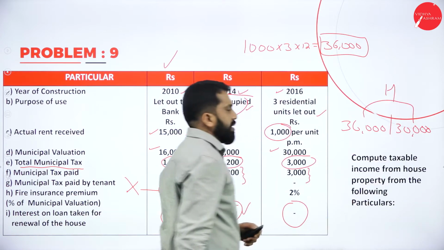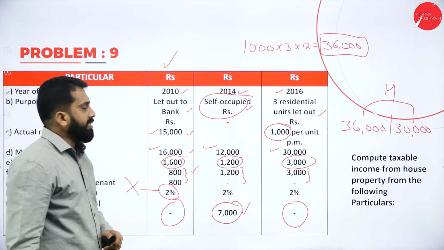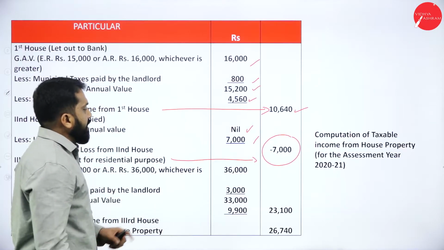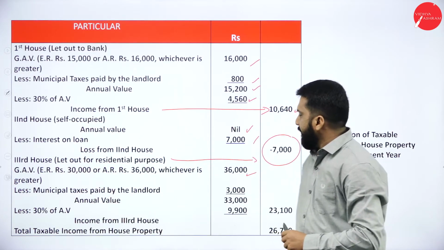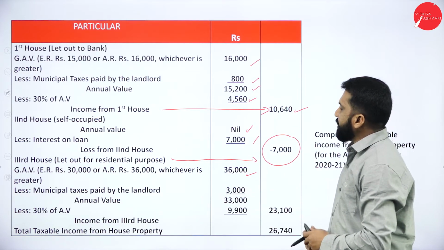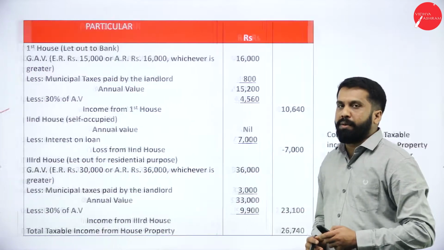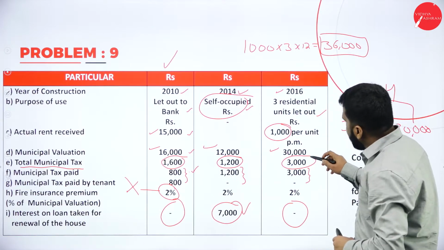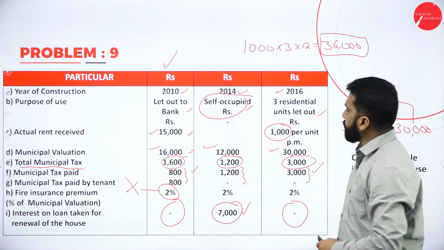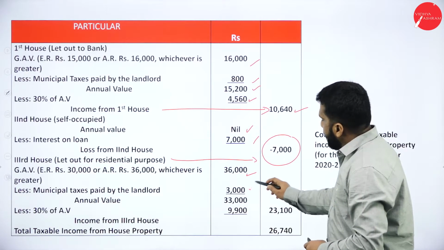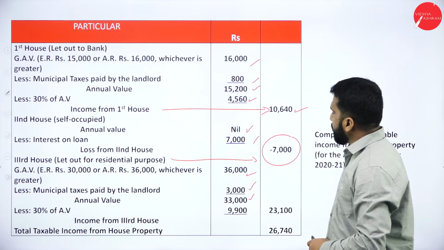Whichever is higher. 36,000. Now, we will consider 36,000 minus the municipal tax paid by the landlord. Municipal tax paid by the landlord is 3,000. We should consider 3,000. So minus 3,000, you get 33,000.